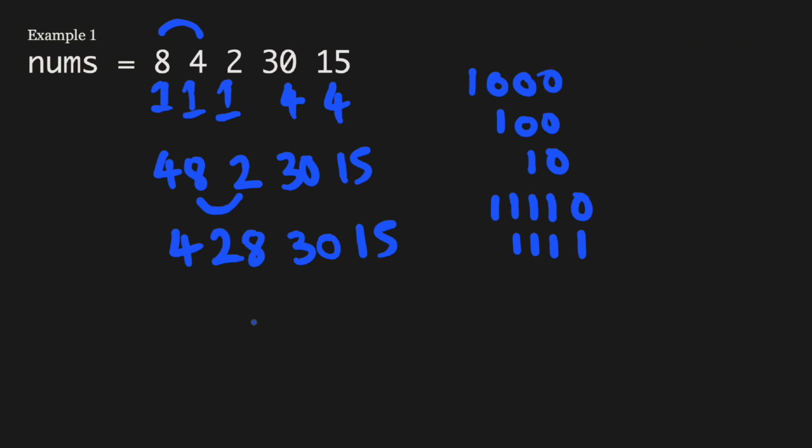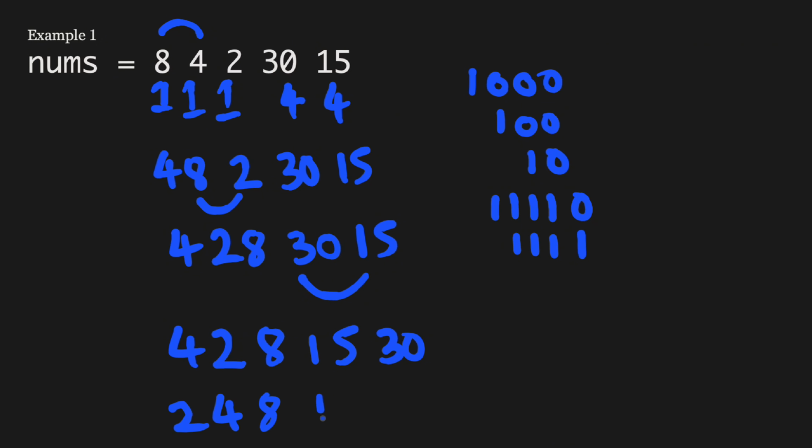Now 8 and 30 don't have the same number of set bits, so we cannot swap them, but they are already in sorted order because 8 is less than 30. Then 30 and 15 have the same number of set bits, so we can swap them as well. So now our array becomes 4, 2, 8, 15 and 30. And finally because 4 and 2 have the same number of set bits, we can swap them as well. So now our array becomes 2, 4, 8, 15, 30 and this array is sorted in ascending order. So that's why we will return true as our answer.